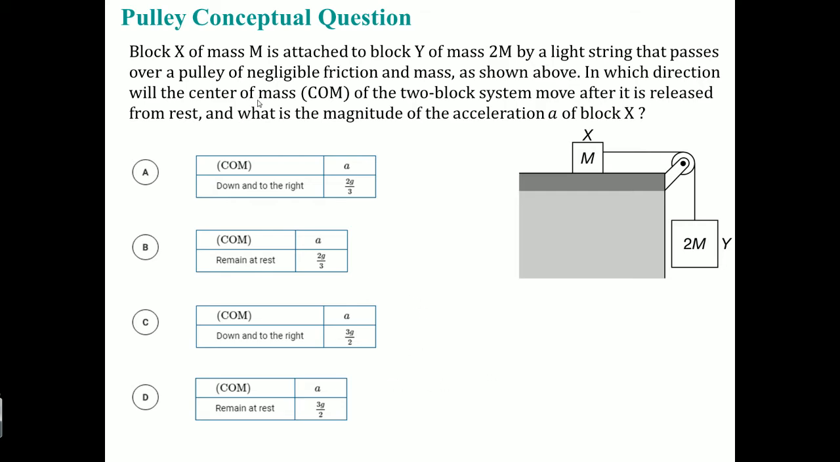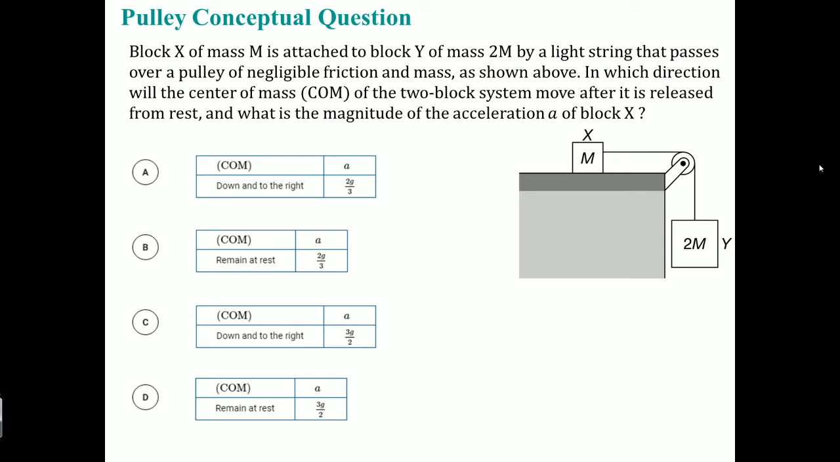Here we have this problem. So this is a modified Atwood machine, and it says block X of mass M is attached to block Y of mass 2M by a light string that passes over a pulley of negligible friction and mass as shown above. In which direction will the center of mass (COM) of the two blocks move after it is released from rest? What is the magnitude of the acceleration of block A?